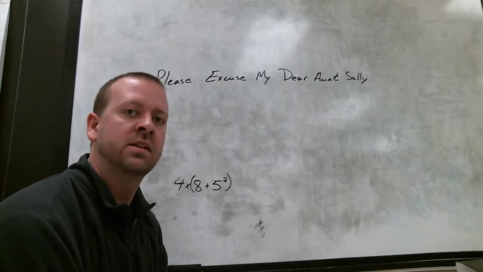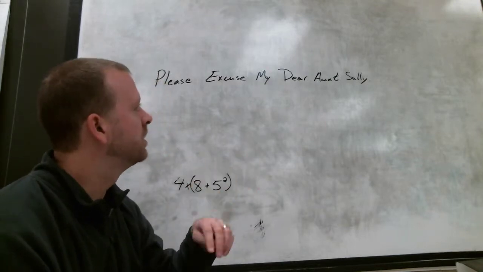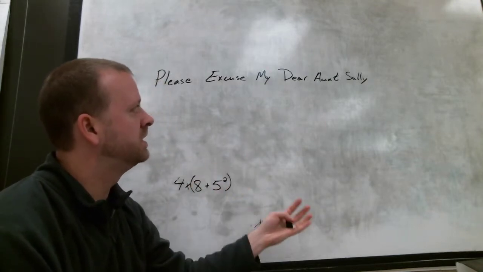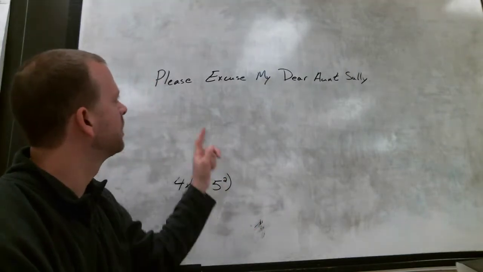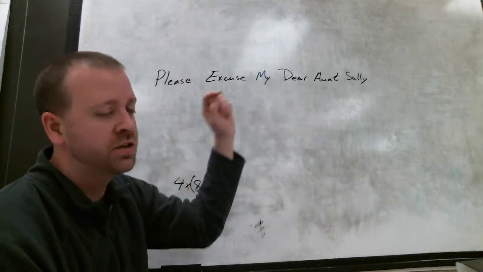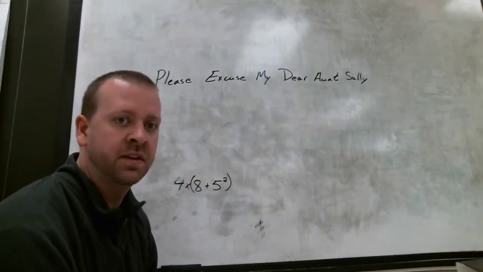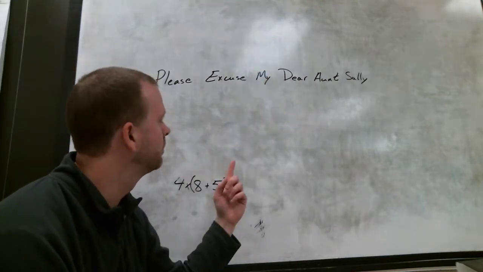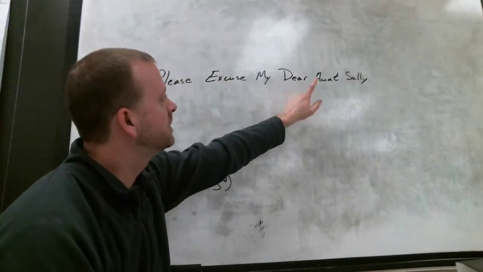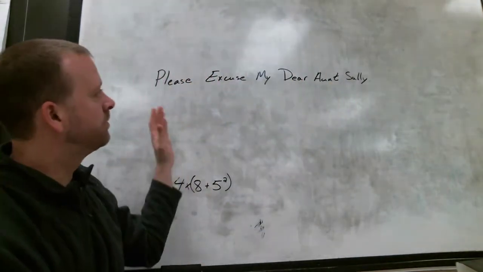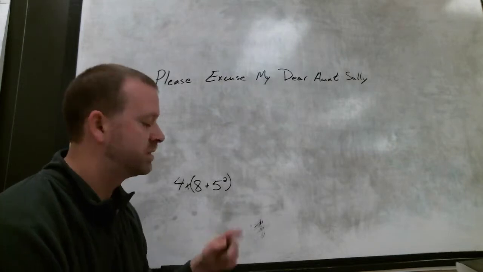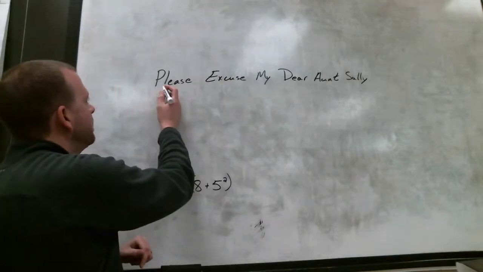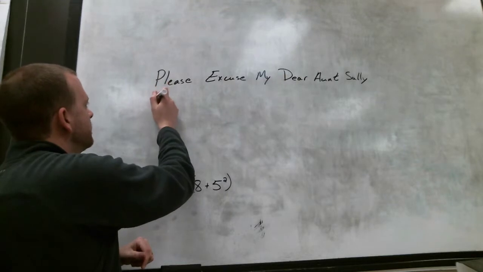A mnemonic device is putting words with certain things or processes that help us remember how to do them, okay? And what we're going to focus on is not so much the words in the sentence, but the first letters of each word. The P, the E, the M, the D, the A, and the S. And if we follow those, we can remember how to do this. So first of all, P is parentheses.